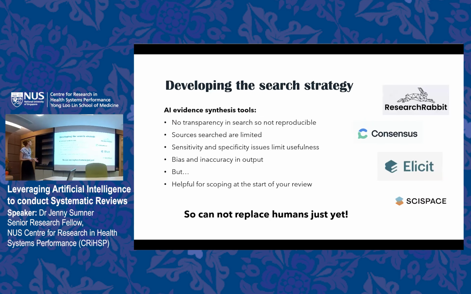So these are quite useful tools. However, there's no transparency in that search process because it's not searching the literature in the same way as you would with a traditional search strategy. So we can't reproduce that output. The sources are also limited. They're not looking in those databases that I showed you earlier. And research is showing that there are some sensitivity and specificity issues with these particular tools. And again, we've got issues with bias and inaccuracy in the output. So I would say, although these are very useful tools, and they might claim to be able to do a systematic review search for you, I think there are still limitations with them.